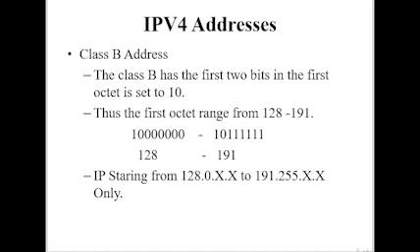Class B address. In Class B, the first two bits of the first octet are set to 10. So the first octet ranges from 128 to 191: 128 is 10000000, and 191 is 10 followed by all 1s. The range starts from 128.0.x.x to 191.255.x.x only.